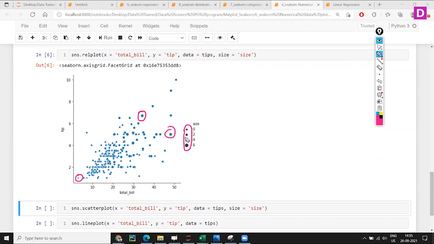So this is basically going to give me some indication that I don't need to look into how many and all. So this is the idea to interpret the size of the group is getting bigger and bigger if the total bill is getting bigger and bigger, right? So that is the interpretation, the analysis we can make.